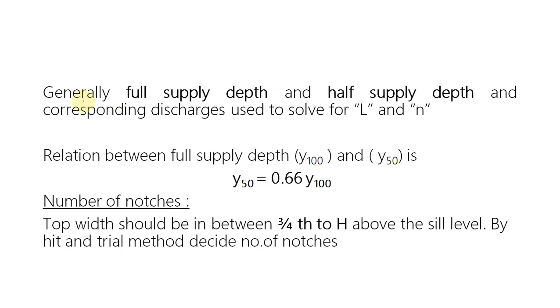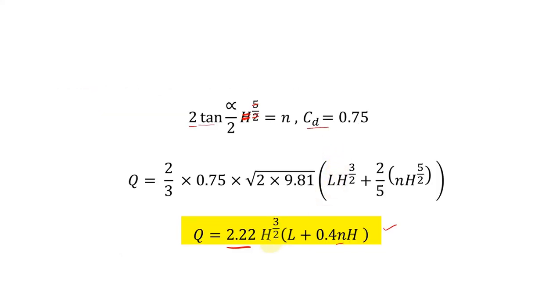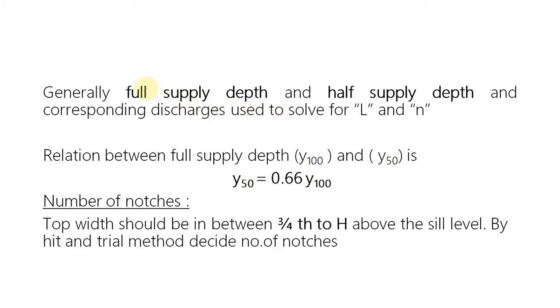Next, here you can observe what the unknowns are: the depth of flow and this n. In the problem we will be given the full discharge and the depth of flow related to it. By knowing these, you can find Q50, that is 50% of the full discharge, and Y50, which is 0.66 times Y100. Based on it we can find Y100 and Y50, and by solving the above equation we will get the dimensions of the notch.